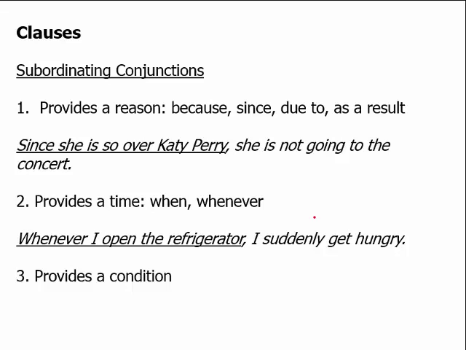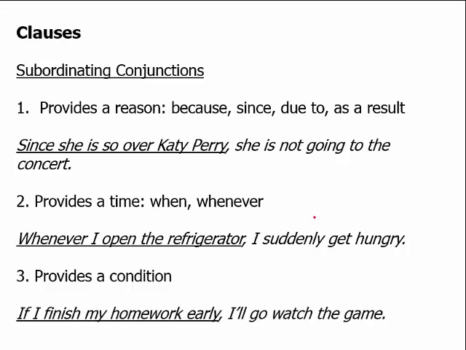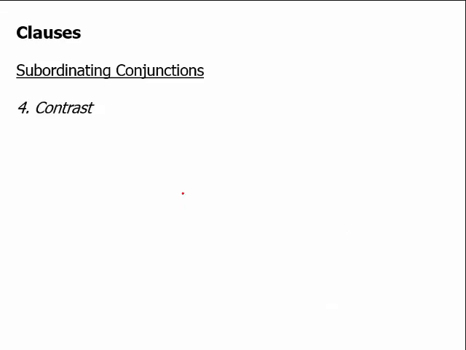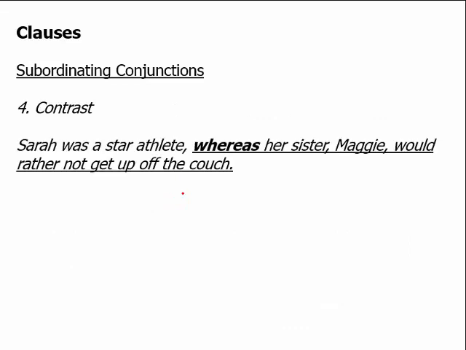Subordinating conjunctions can also provide a condition, such as if. And I know this is not necessarily technical, but sometimes a little bit overly complex, so think of it just as this: subordinating conjunctions are the becauses, the whens, and the ifs that put together a dependent clause with an independent clause. And again, you're not going to have to identify the different kinds of subordinating conjunctions on the test in terms of what they're called. You just have to know how they are used in a sentence. Speaking of which, we have a final one here, which is as a contrast. You can also have this: "whereas her sister Maggie would rather not get up off of the couch." Again, by itself, a dependent clause cannot be a sentence. You need that independent clause, and there you have it.